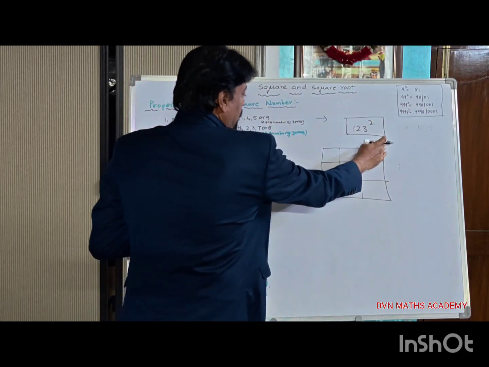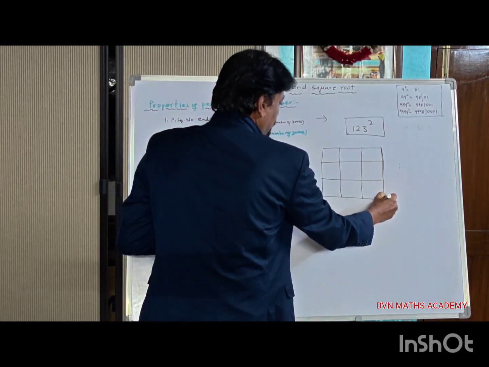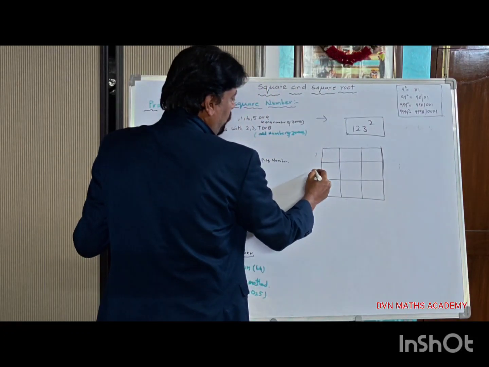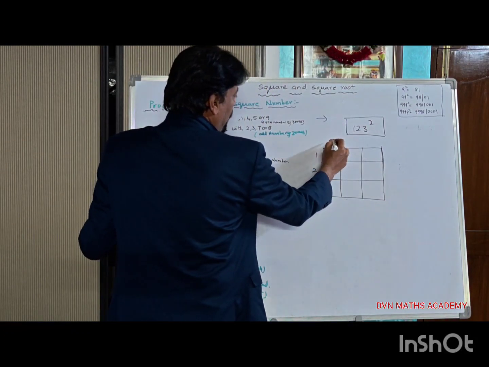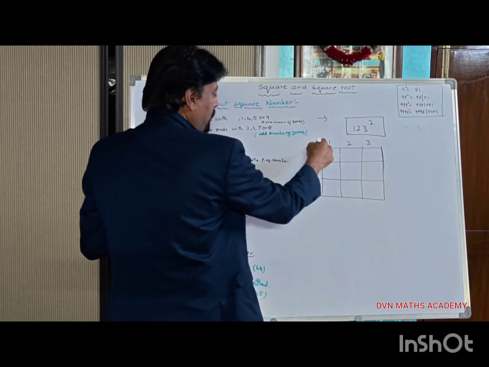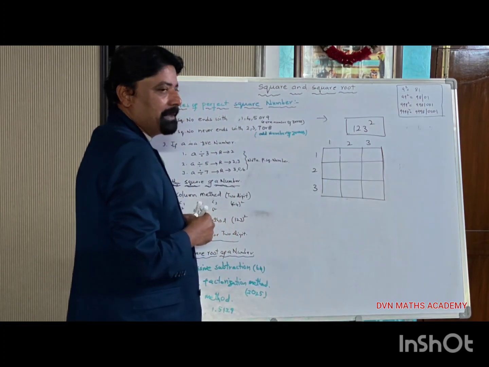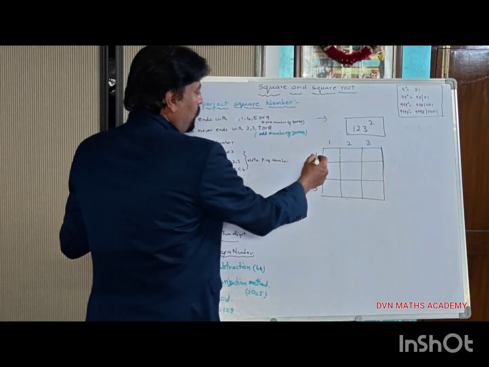This is my 3 into 3 square, and afterwards this is 1, 2, 3. Here you write 1, 2, 3. Here also you write 1, 2, 3. In the method it is mentioned as a diagonal, so you want to draw the diagonals.